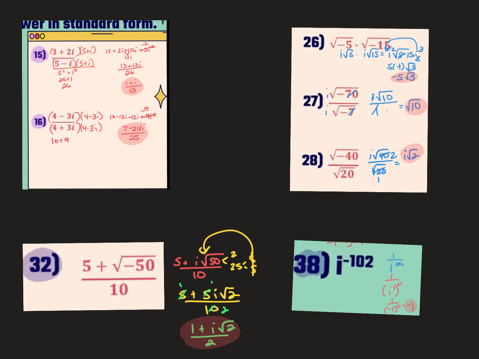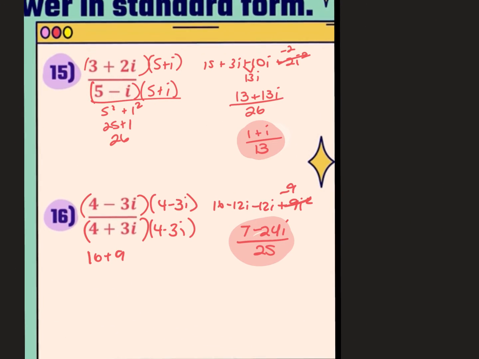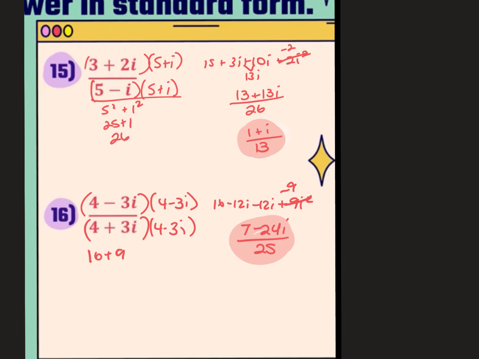All right, so starting with that first block, these are ones where you've got i's in the bottom. You've got to get rid of them by multiplying by the conjugate. So for 15, I multiply by 5 plus i, 16, 4 minus 3i. And then you want to FOIL out the numerators, combine what you can, replace your i squares with negative ones. And then for 15, you got 13 plus 13i over 26.